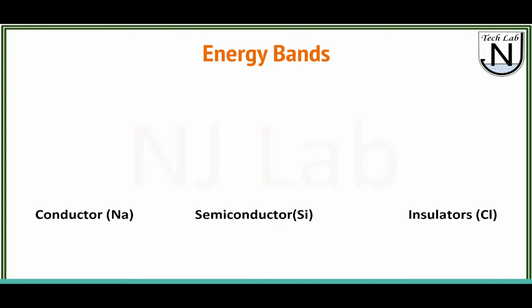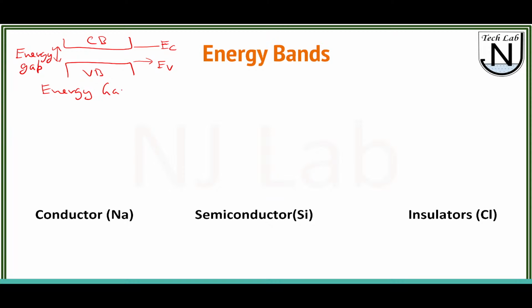So over here, if we discuss this with respect to the energy band, as I told you, in the energy band we have 2 bands. First is the conduction band, another is the valence band, right? And between these bands we have a gap. This is the energy of the valence band, this is the energy of the conduction band. Now the difference, the energy gap, is EC minus EV.